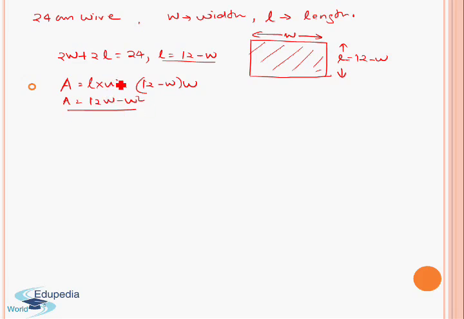Okay, using this model for area, we can experiment with different values of W to see how to obtain the maximum area. After trying several values, it appears that the maximum area occurs when the width W equals 6. Now let's show this in a table.